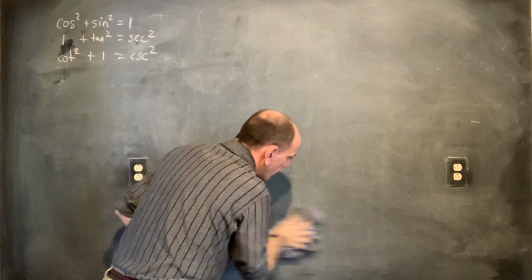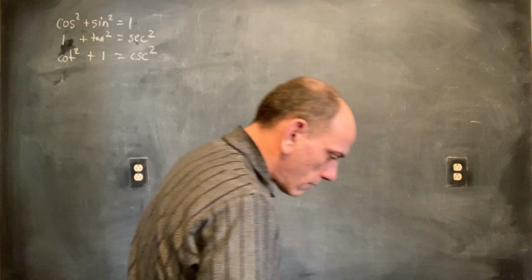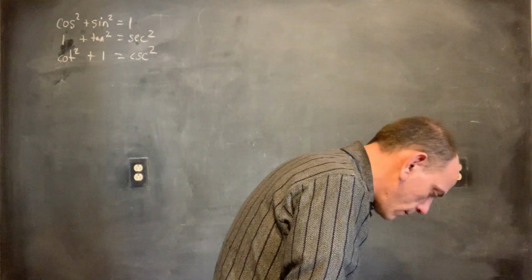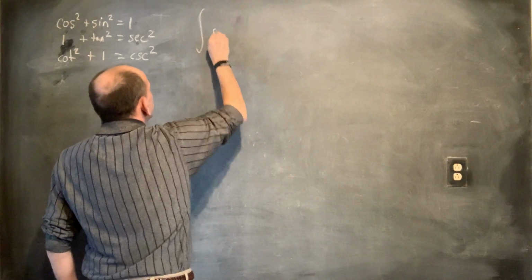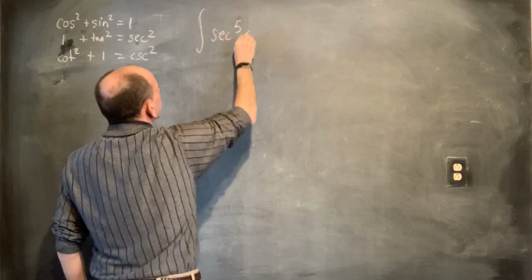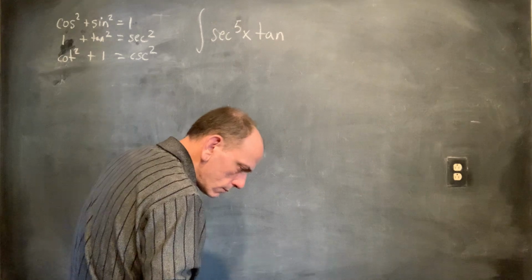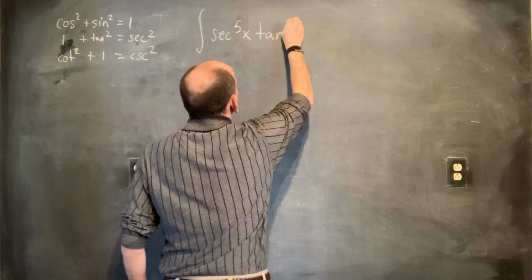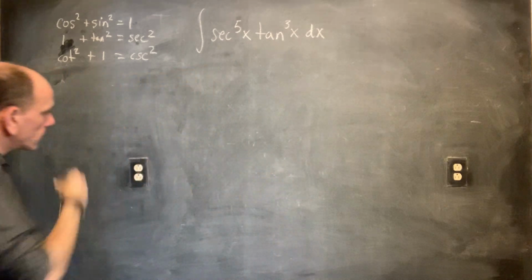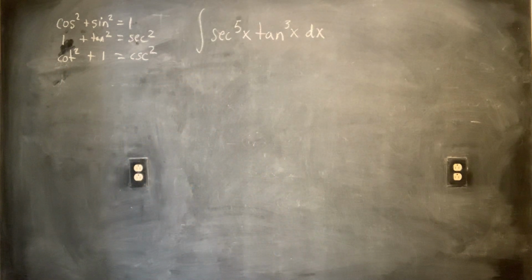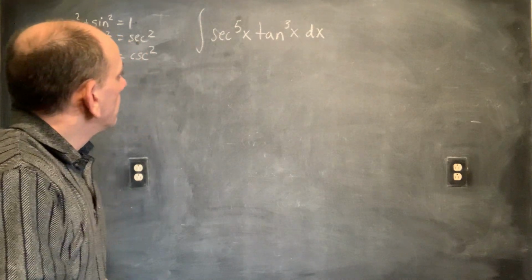Okay. Good deal. Let's try, how about secant to the fifth tan cube of x dx. Excuse me. Secant to the fifth tan cube. Okay.